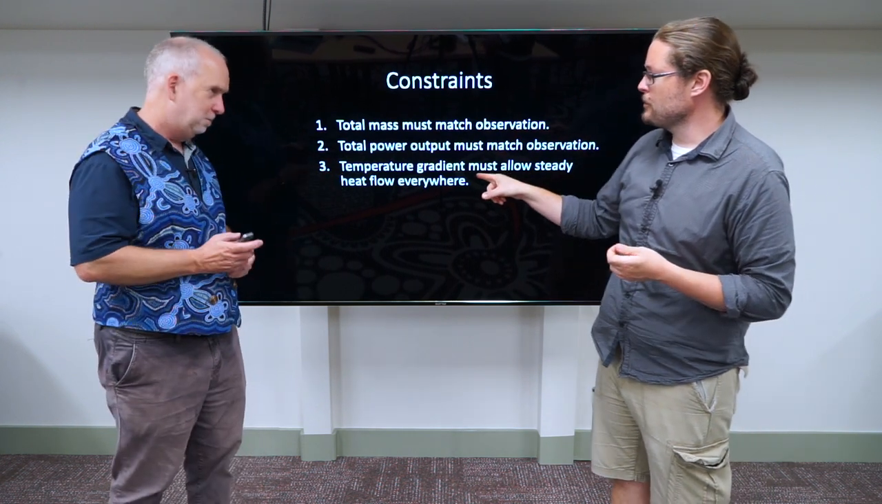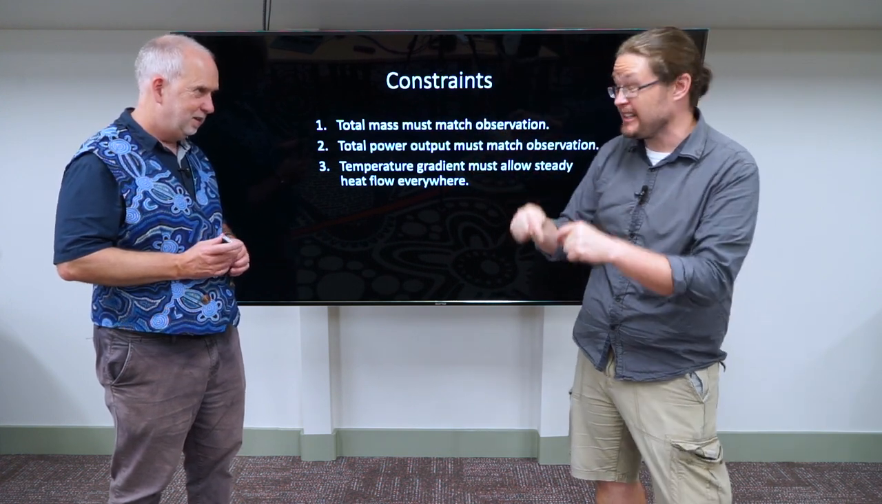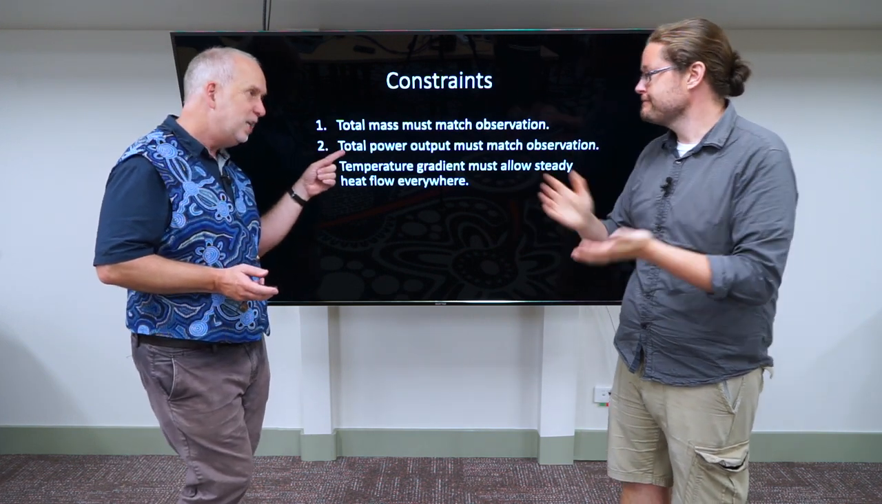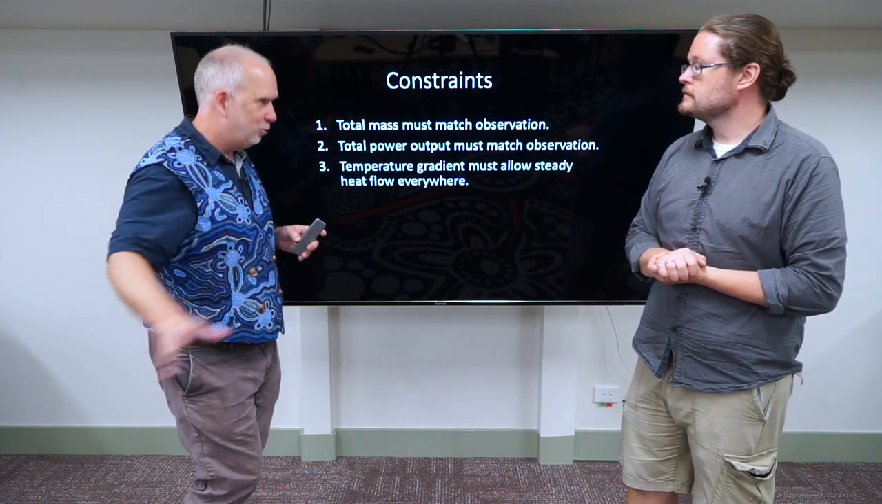Well, this is actually kind of important, right? I mean, not that these two aren't important. This is starting to tell us a lot about the structure on the inside, which we really can't see. Yeah, so we can't just put our heat flow anywhere. Yep. It has to be distributed across the sun in just the right way to allow the heat to actually flow out.